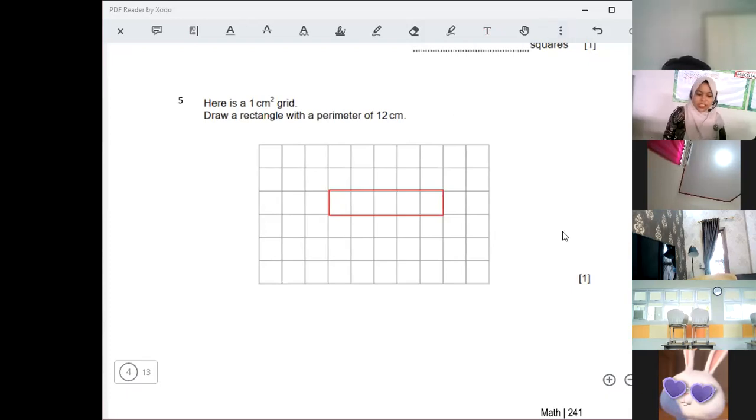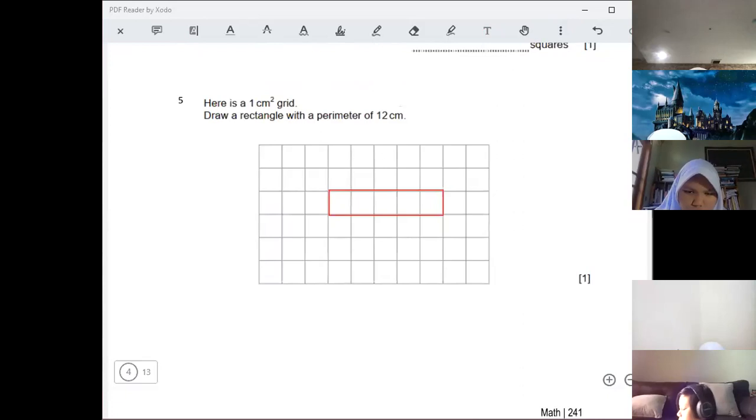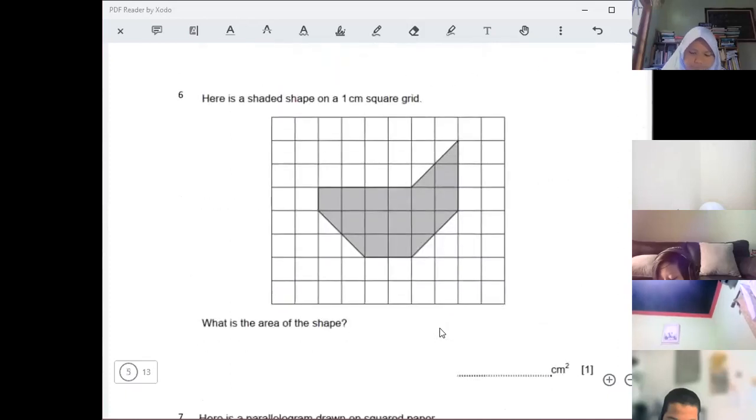Okay, till this one, any question first? 3 pages. Namira? Oh, ya. Ara? Can we go next? Yes. Yes, or not? Do you have any question, Rifa? Okay. Let's go to the next one.